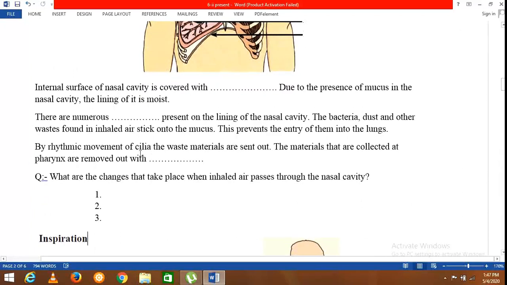Here it is said, by rhythmic movements of cilia the waste materials are sent out. The materials that are collected at the pharynx are removed out with saliva when we are sneezing or coughing. These strange particles along with phlegm are removed or released from the respiratory tract.